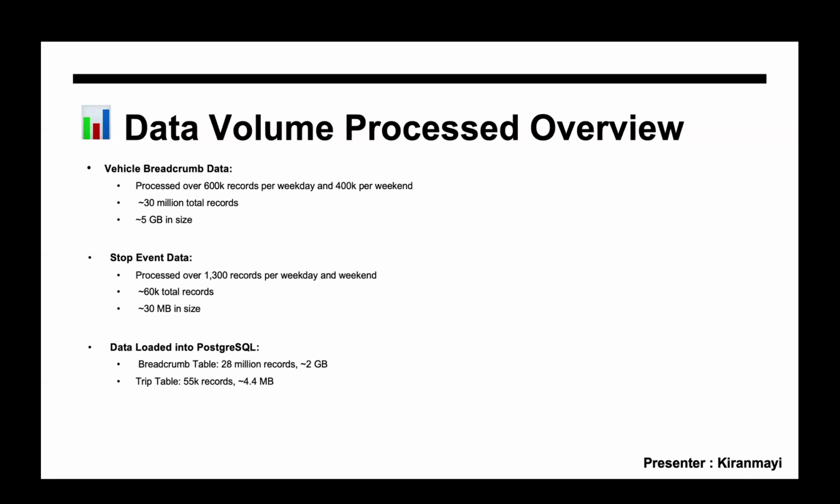For stop events data, we processed around 1300 records per day, totaling around 60,000 records. The final trip table holds close to 55k records, taking just 4.4 MB of space. These numbers show that our pipeline was able to handle a large volume of data efficiently with real-time streaming, validation, and database integration.